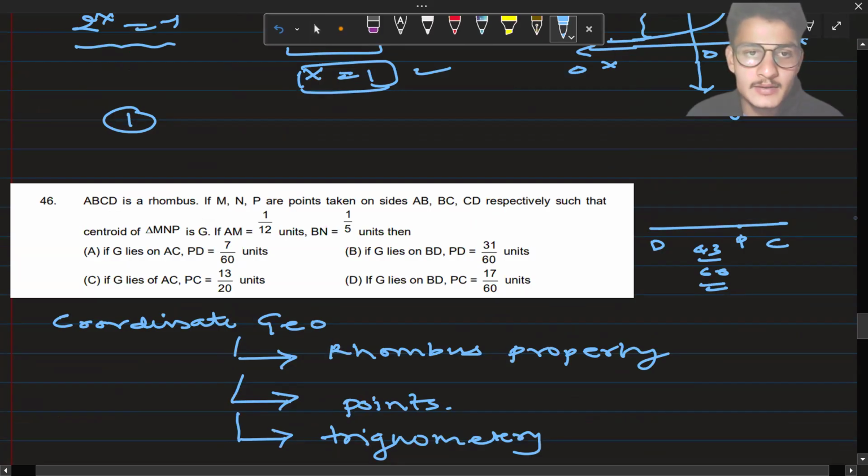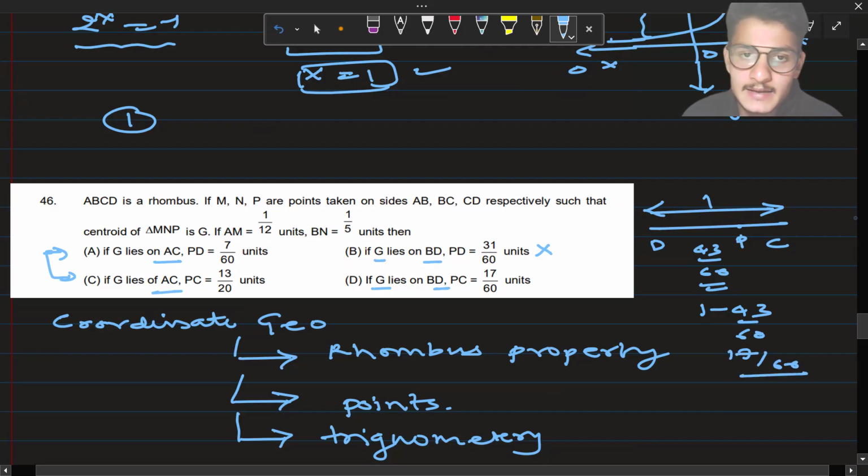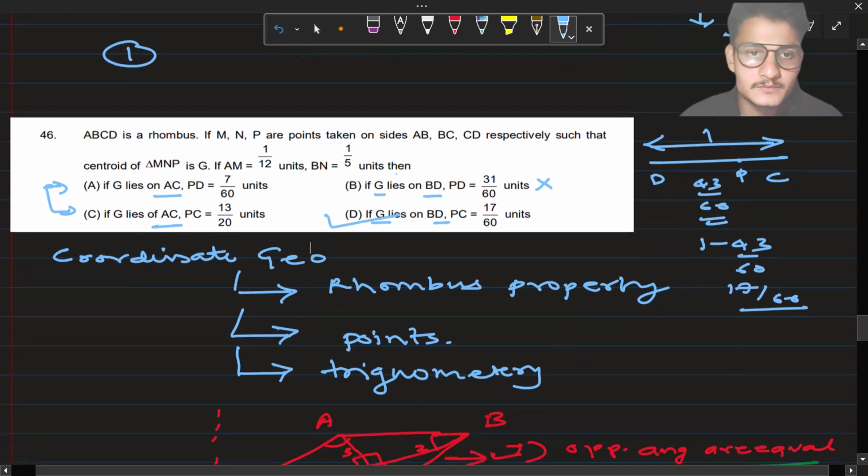Is there any option? These are talking about AC. If G lies on AC, so these both will not come in the picture because we have applied the locus of G on the BD. So we are talking about B and D option. So is 43 upon 60 in any option for PD? No, it is wrong. 31 upon 60 is wrong. And PC, how can you calculate the PC? 1 minus 43 upon 60, because the size of the side is 1. So you will get 17 upon 60. So it means that the option is correct.